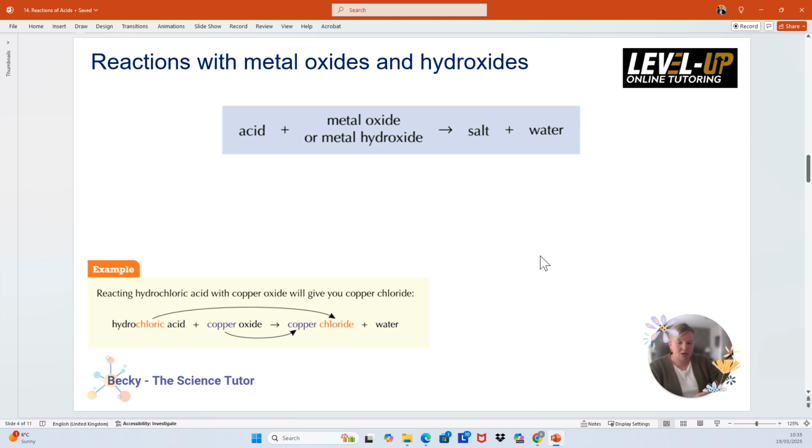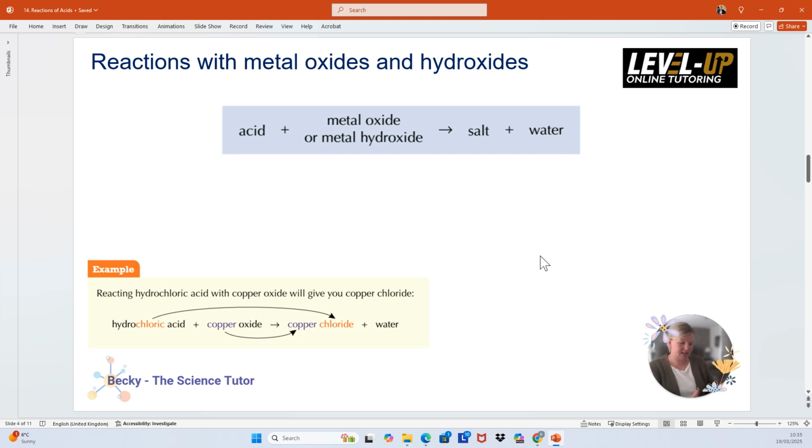Now the salt that is produced depends on two things. It depends on the metal of the oxide or the hydroxide that you've used, and it depends on the type of acid that you have used. Okay, so we'll look at the 3 main types of acid that you will come across and the names of the salts that they produce. So let's keep it nice and basic to start with.